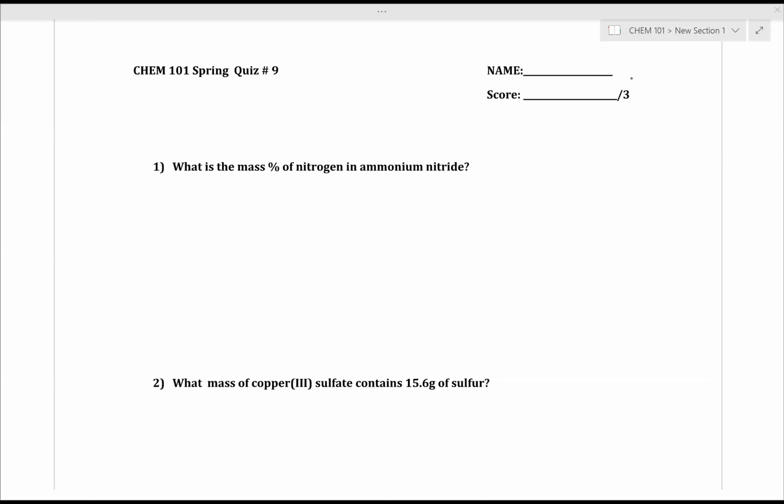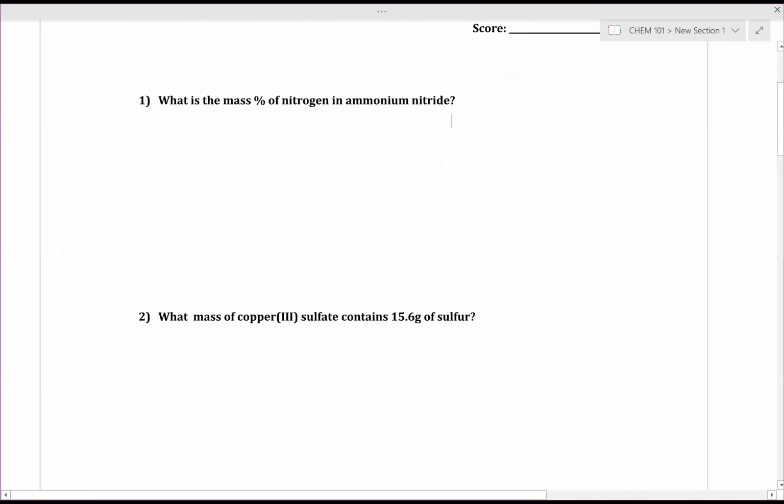Quiz. So on today's quiz, we're asked to calculate mass percentages, mole percentages, and do conversions involving mass percent and mole percent. So let's address our first question, which is really a combination of a mass percentage question and a nomenclature question. So I'm asking you, what's the mass percent of nitrogen in ammonium nitride?